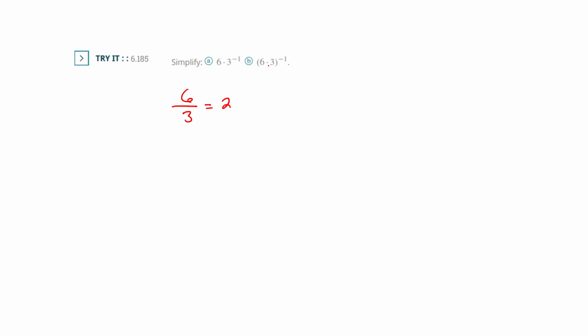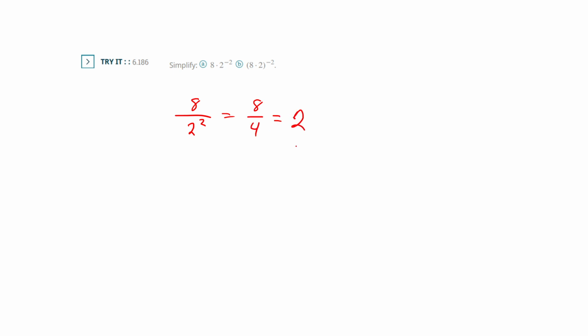Now, please excuse my dear Aunt Sally says everything in the parentheses is done first, which is 18 now to the negative first. Let's get rid of the negative exponent. I get 1 over 18. Okay, same thing here. 8 is not going. Only the 2 is going to the bottom to get a positive exponent. I've got 8 over 4. I've got 2.